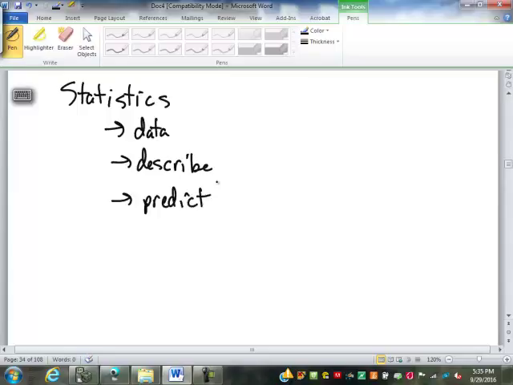Now, by describe, I mean describing the current characteristics of some group of interest, or predict a characteristic that we don't yet know about them, or predict what's going to happen under given conditions that are coming up in the future. So I talked about that group of interest. That is actually what we call a population. So that population is the group that we want to learn about.